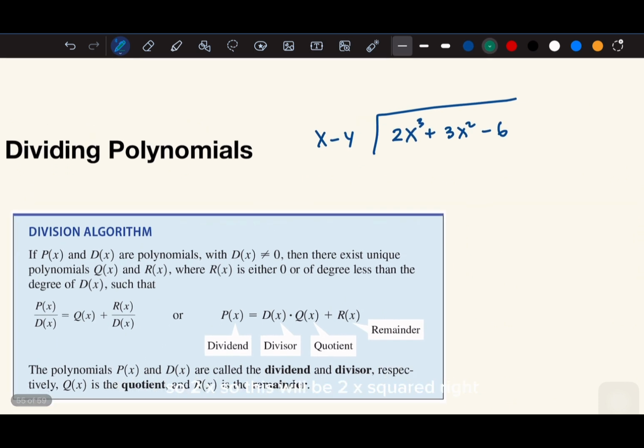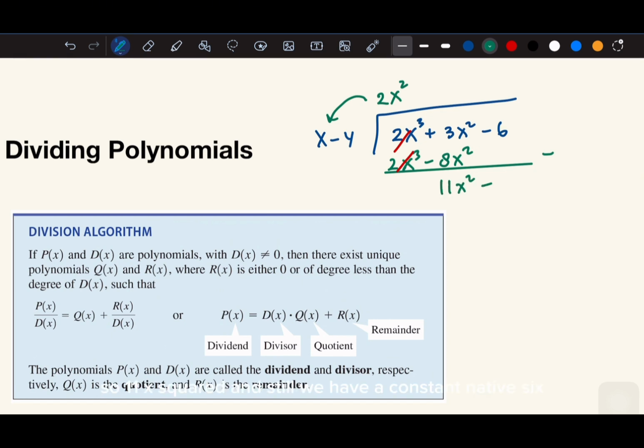So 2x, this will be 2x squared, right? We multiply here: 2x cubed, and then with 4, minus 8x squared, right? So we subtract, just like you did in elementary school, just like usual division, and this cancels. Then we have 3 minus minus 8, so 3 plus 8 is 11. So 11x squared, and we still have a constant negative 6. We need to plus 11x, which gives another multiplication.